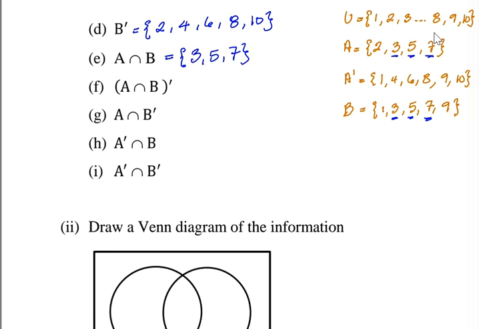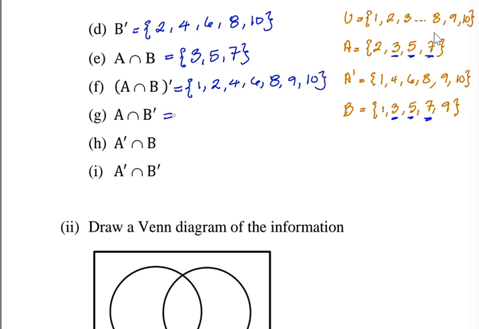A intersect B is the set of all elements in the universal set which are common to both A and B. A intersect B complement are the set of elements which are not in A intersect B. So that would be 1, 2, 4, 6, 8, 9, and 10.